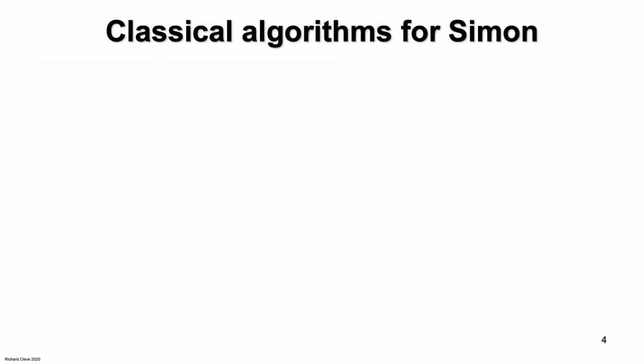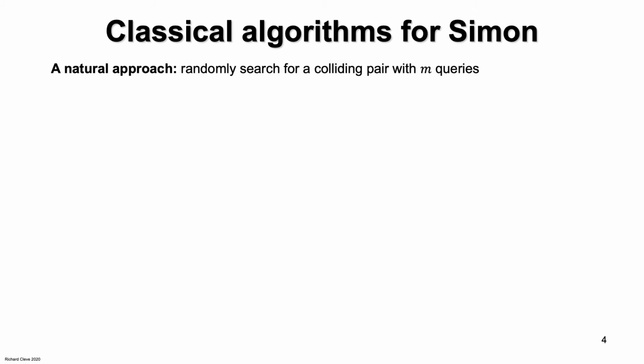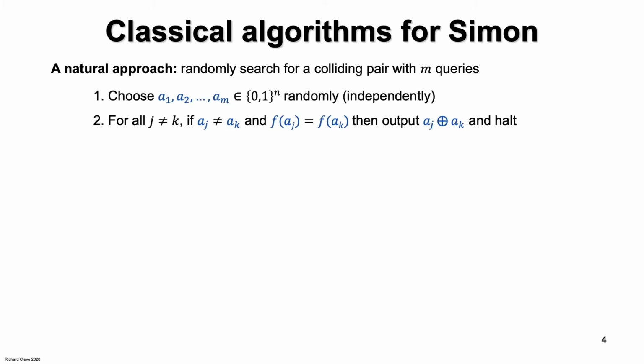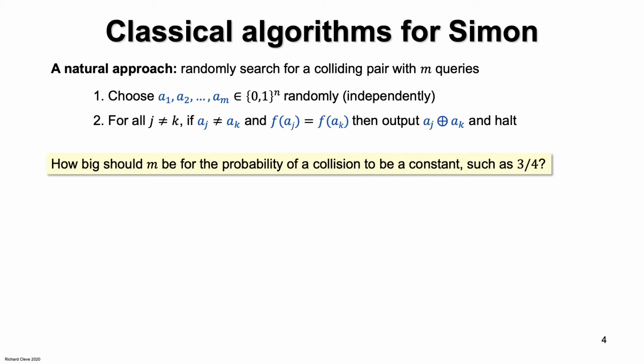Here's an example of a classical algorithm for Simon's problem. If we have a budget of m queries, query f at m random points and then check if there is a collision among them. If any two are a colliding pair, then their bitwise XOR is the answer r. If there are no collisions, then the algorithm is out of luck. In that case, it fails to find r. How large should m be set to so that the probability of a collision is at least 3/4?